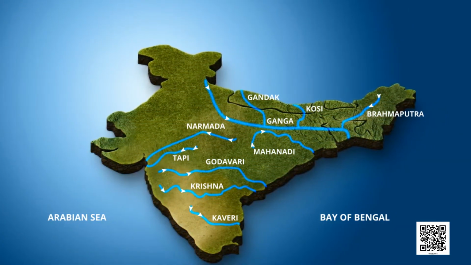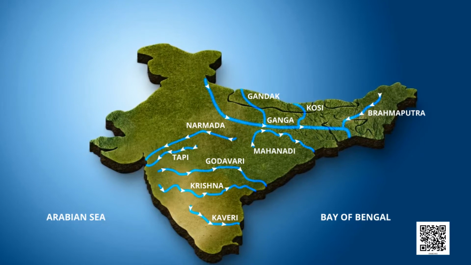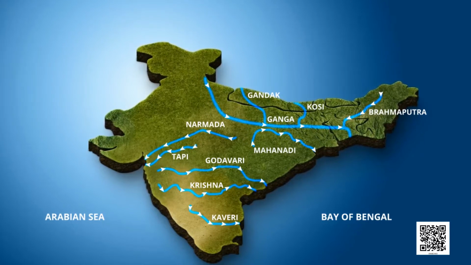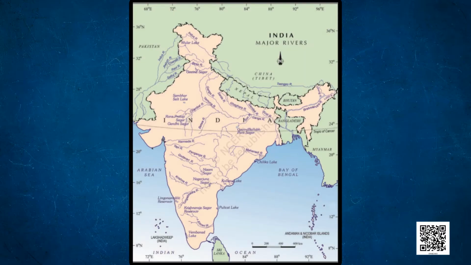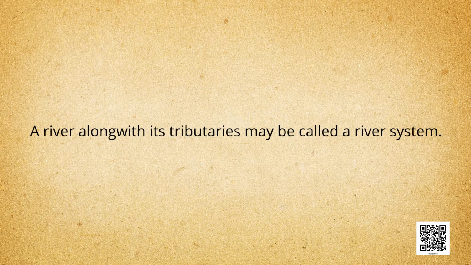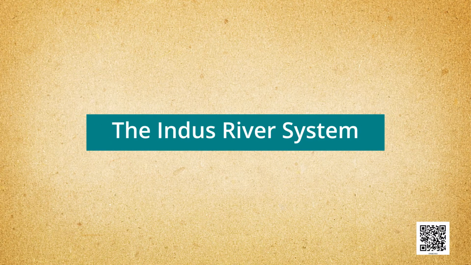Most of the rivers of peninsular India originate in the Western Ghats and flow towards the Bay of Bengal. First of all, we will talk about the Himalayan rivers. The major Himalayan rivers are the Indus, the Ganga, and the Brahmaputra. These rivers are long and are joined by many large and important tributaries. A river, along with its tributaries, may be called a river system. The first of the Himalayan rivers is the Indus River system.